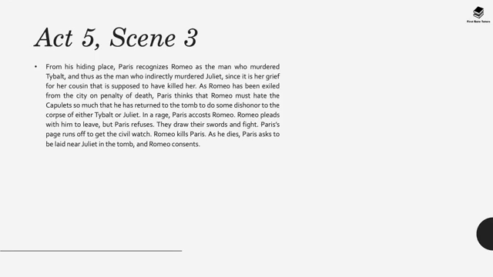Paris also recognizes Romeo as a man who murdered Tybalt, and thus the man who indirectly murdered Juliet, since it's her grief for a cousin that supposedly killed her. As Romeo has been exiled from the city on penalty of death, Paris thinks that Romeo must hate the Capulets so much that he's returned to the tomb to do some dishonor to the corpse of either Tybalt or Juliet. In a rage, Paris accosts Romeo.